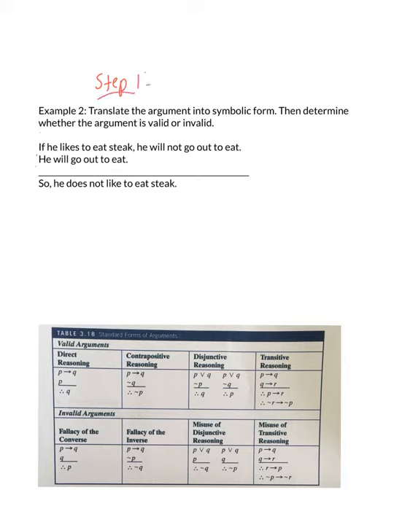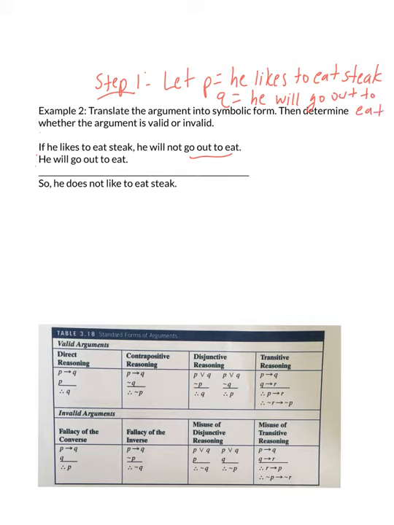So as I reread that paragraph, the first idea I see is about likes to eat steak. So let P represent he likes to eat steak. Let Q represent the second idea, which is going out to eat. He will go out to eat. And as I reread the paragraph, those are the only 2 ideas I see: likes to eat steak, will go out to eat.